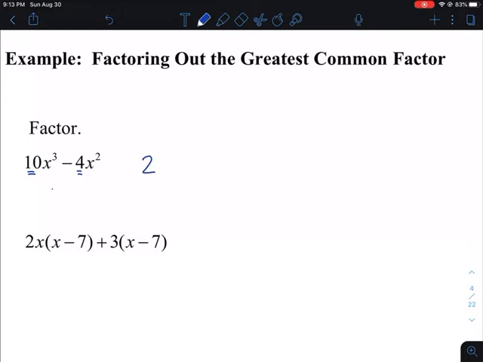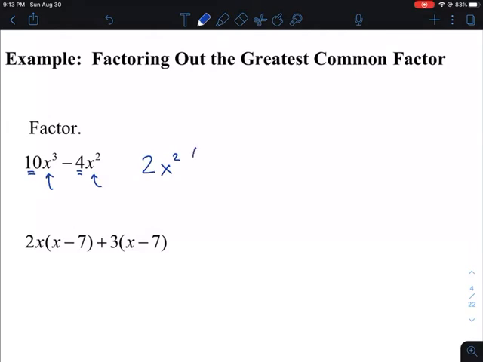Then when I look at my exponents, I have x to the third and x to the second. What is the greatest number of x's in common? If I have x^3 and x^2, they each have x^2 in them. So that's going to be the greatest common variable factor. So 2x^2 is in common in all of those.